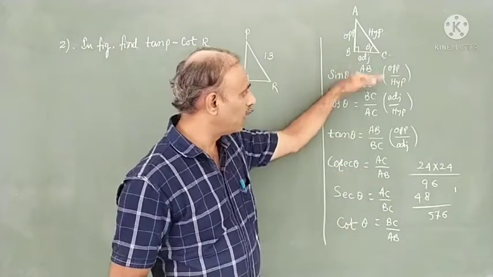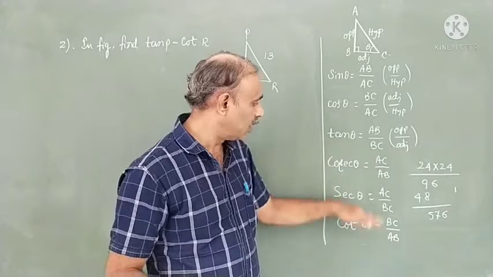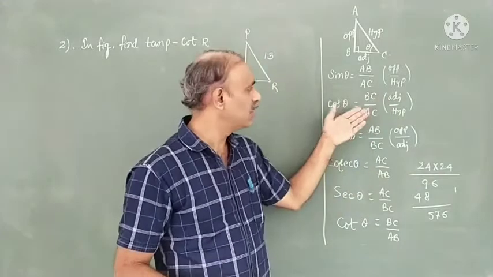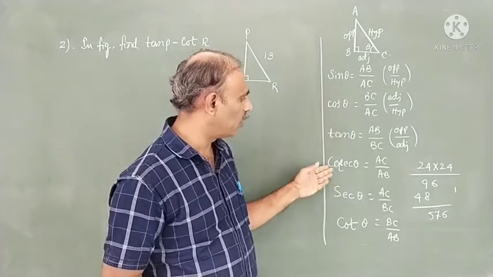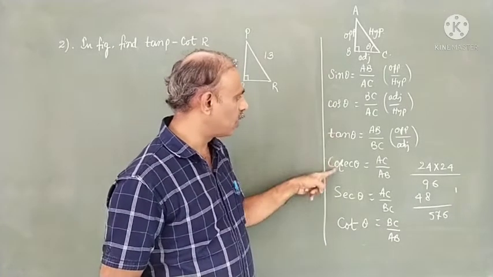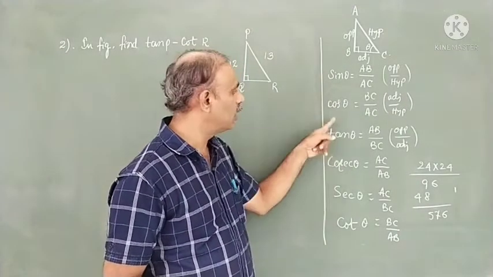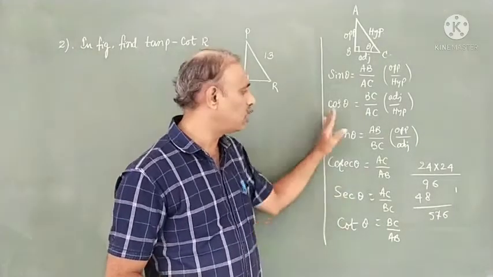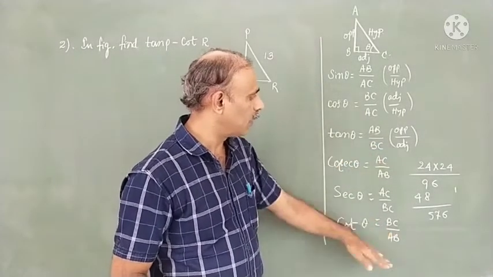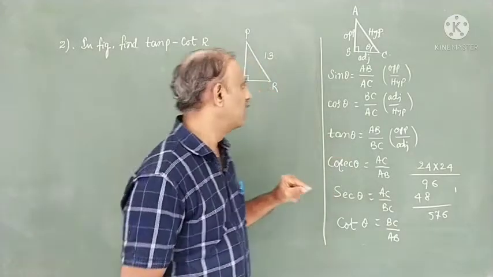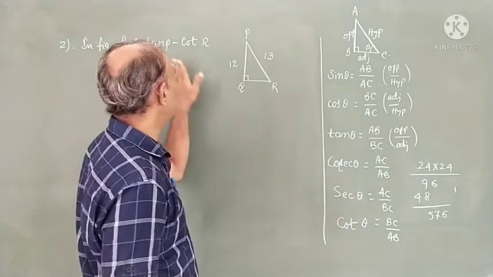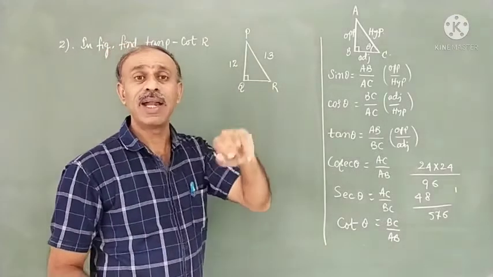Why, sir, only for these 3 you have written, why didn't you write the others? Because these 3 are easy. If you take the reciprocals, you are going to get sin reciprocal cosecant, cos reciprocal secant, tan reciprocal cot. That's why I have not written these 3. So these 3 you have to give more importance. That's all.